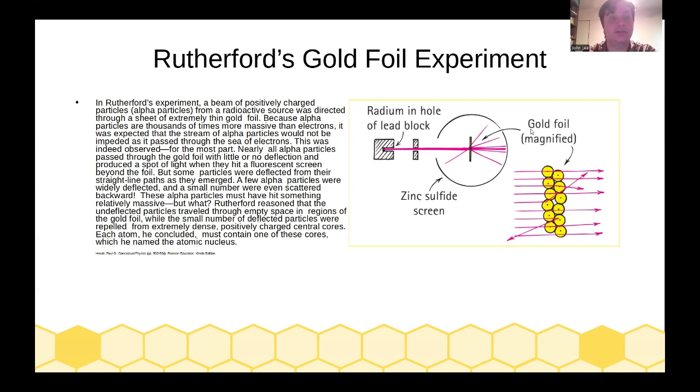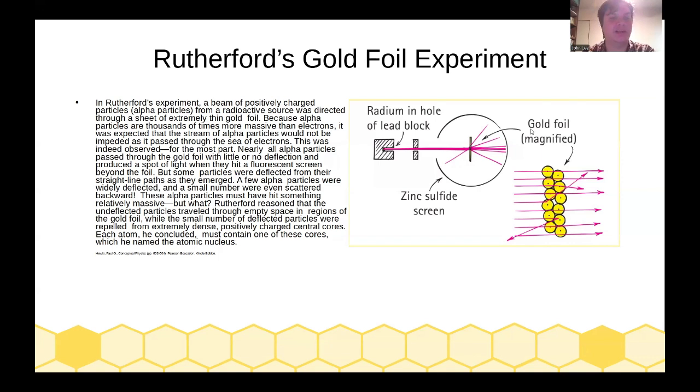Nearly all alpha particles passed through the gold foil with little or no deflection and produced a spot of light where they hit a fluorescent screen beyond the foil, but some particles were deflected from their straight line paths as they emerged. A few alpha particles were widely deflected, and a small number were even scattered backwards. These alpha particles must have hit something relatively massive, but what?